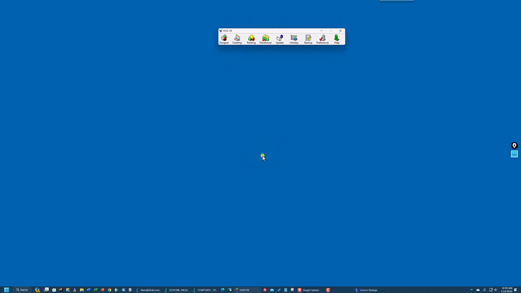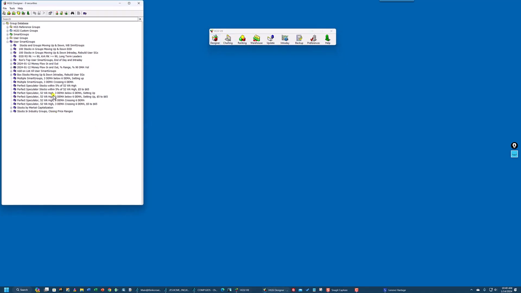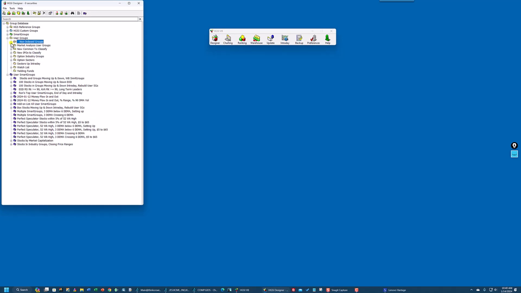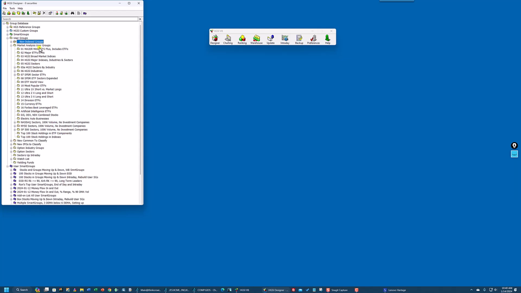Okay, that takes a couple of minutes to accomplish because it's also updating the user smart groups, and under user groups it's updating the non-index files and the market analysis user groups.